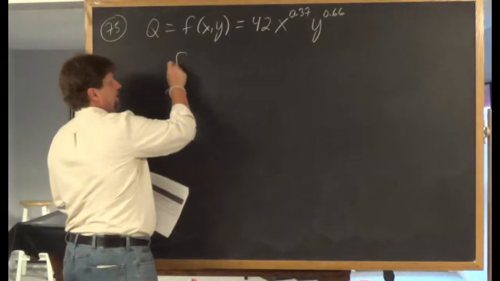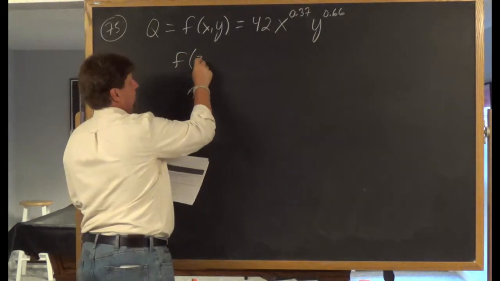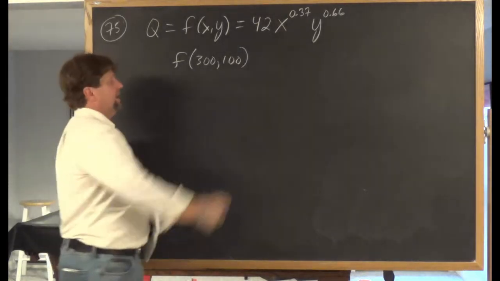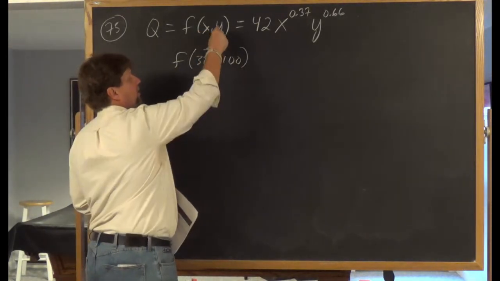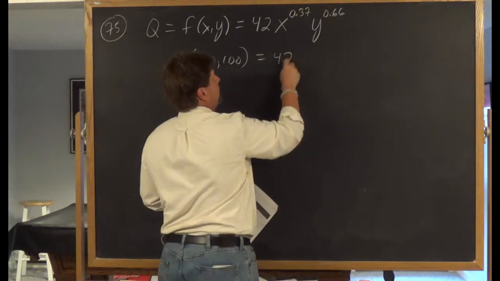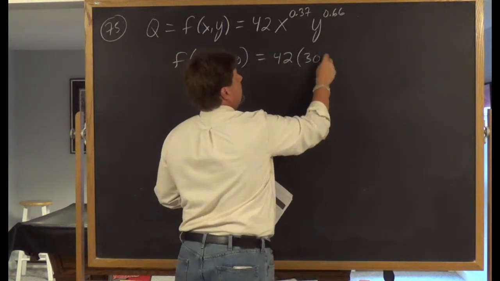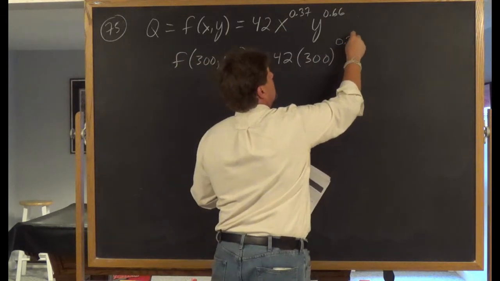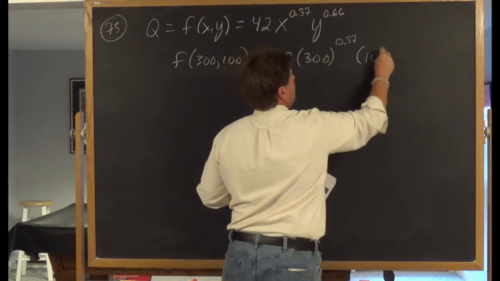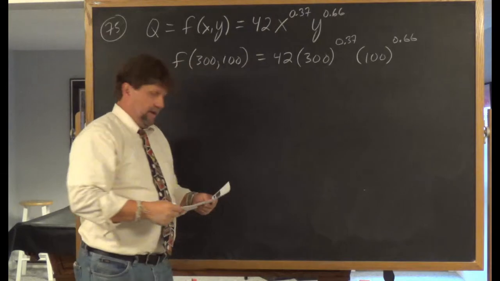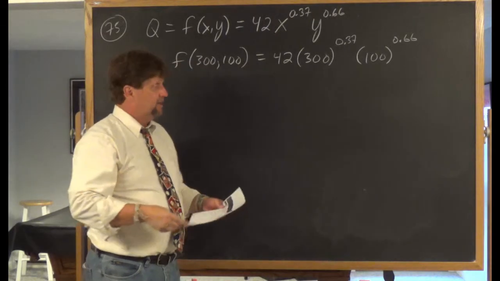Well, that's just simply evaluating your production function at 300, comma 100. x has a value of 300, y has a value of 100. So, as we've seen so far in this section, we toss the 300 in for x, toss the 100 in for y, and be very happy that we have a calculator to do the calculations here.